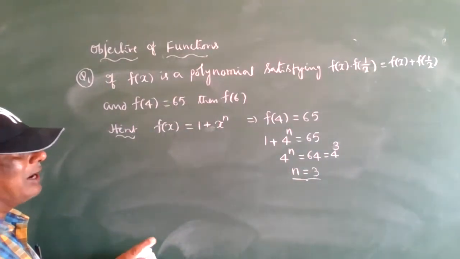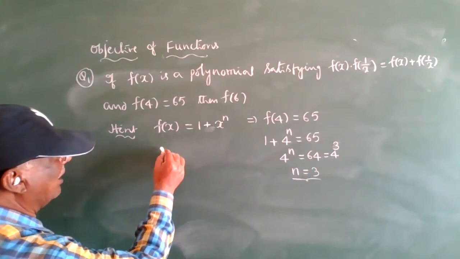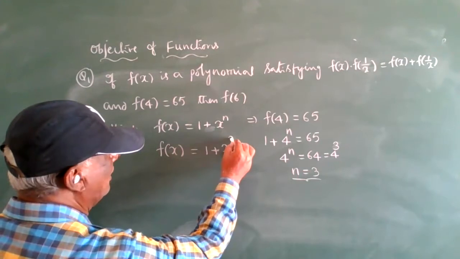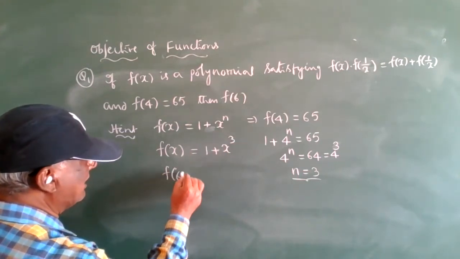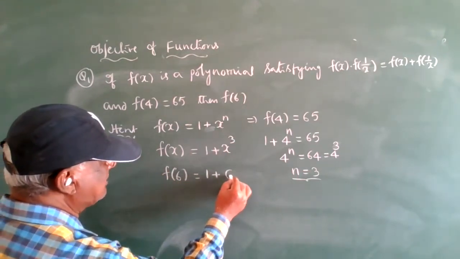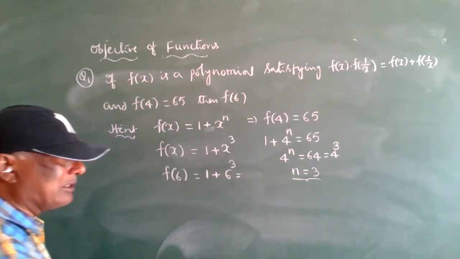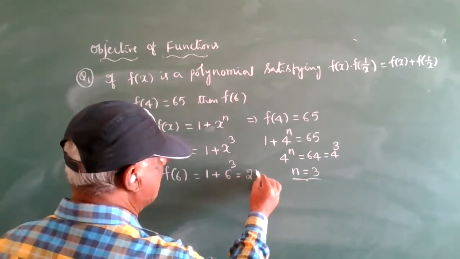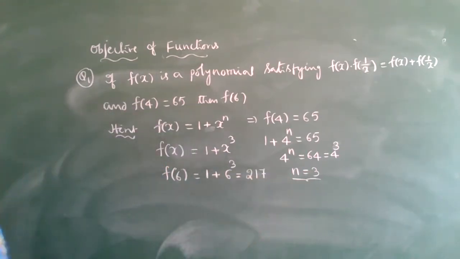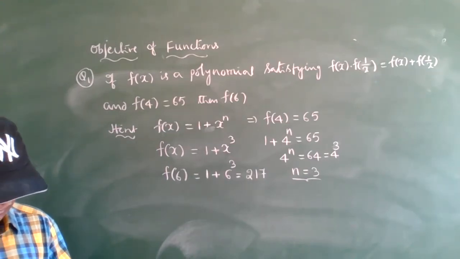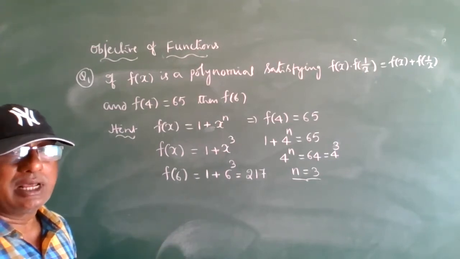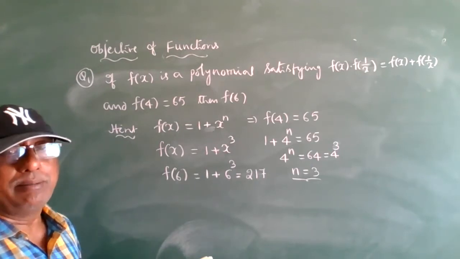But f of 6 is required. Now write down the f of x function as 1 plus x cube. Now f of 6 is equal to 1 plus 6 cube. Now 6 cube is 216, plus 1, so that is equal to 217 is the answer. That's all. You must remember those formulas, no other alternative.